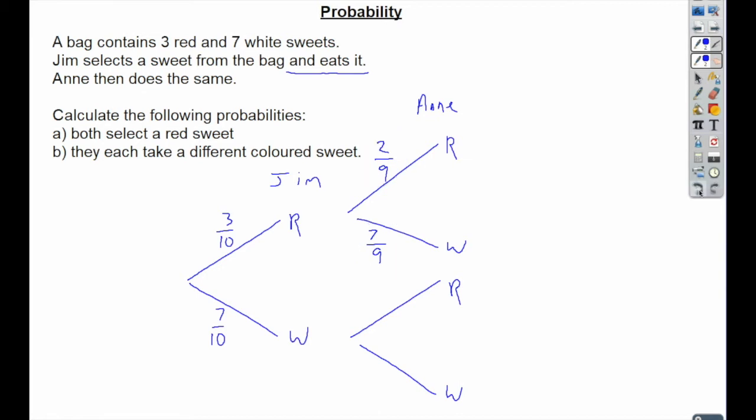And they do. Next, what if Jim chose a white sweet to begin with? Well, if he chose a white sweet, then Anne is going to choose a red sweet with a probability of 3/9. I'm hoping you're happy with that. And she'll choose a white sweet with a probability of 6/9. Again, I'm hoping you're happy with that.